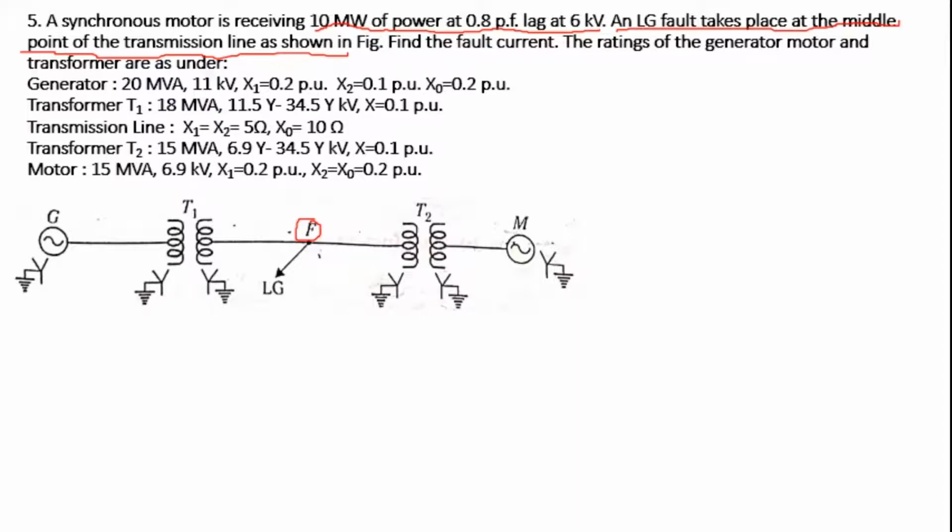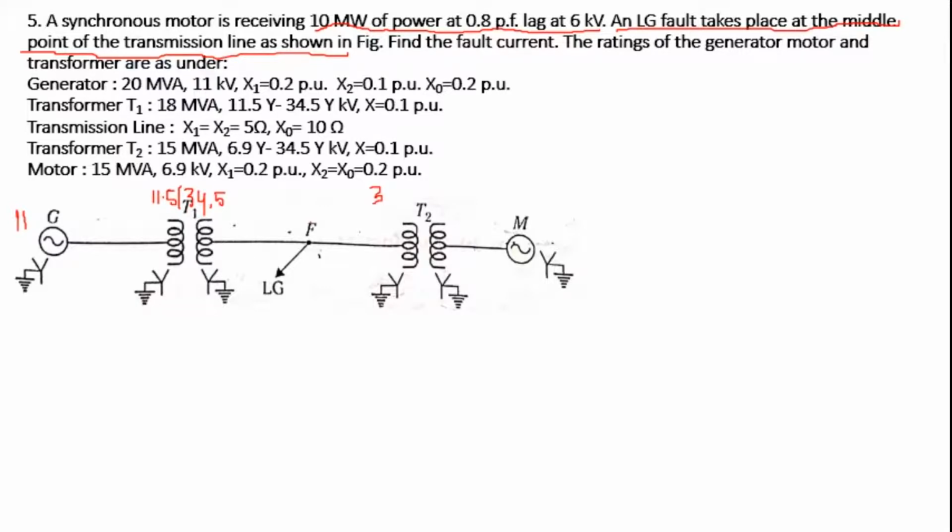The first thing we need to do is write the actual values of the voltages. Generator G is working at 11 kV. Transformer T1 is 11.5 to 34.5. Similarly for the transformer T2 it is 6.9 to 34.5.